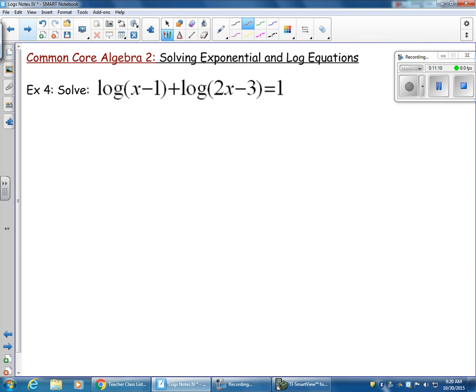Maybe. There we go. Okay, this one we're also going to use the rules, but so far the only thing we've used is the power rule. Now we're going to use that addition is multiplication. So your first step in trying to figure this out is to use the rules to condense it to one logarithm. So we would just have log, plus is multiplication, x minus 1 times 2x minus 3.